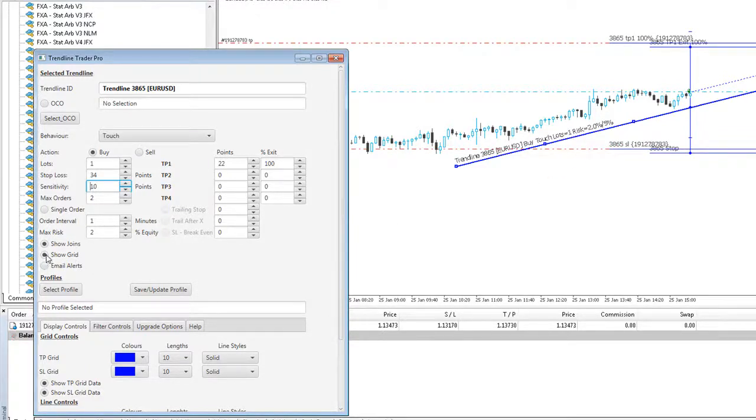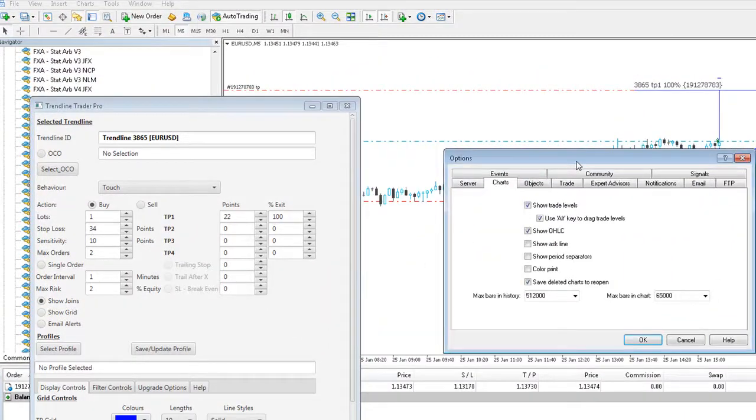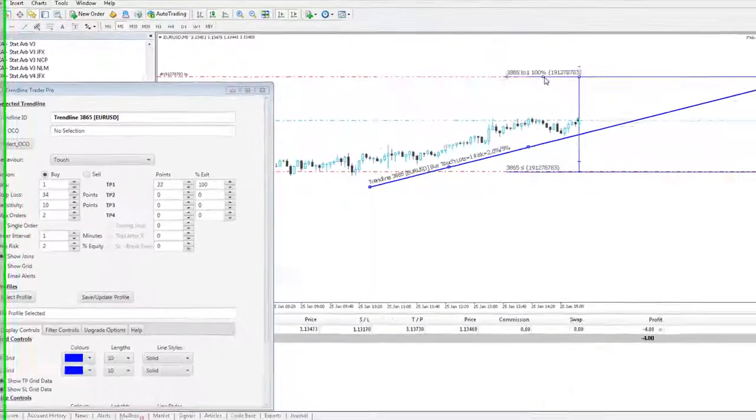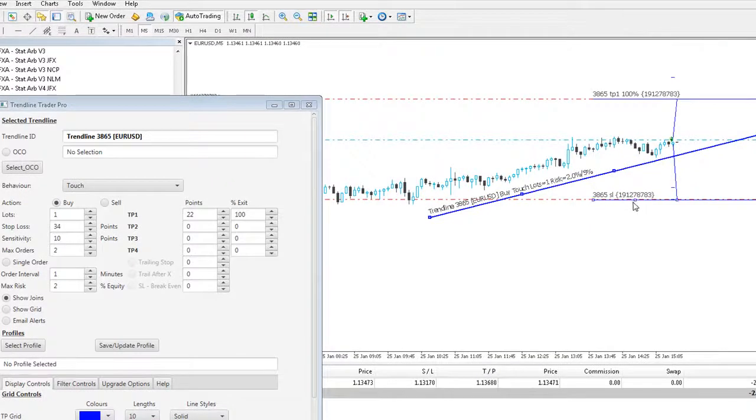The other thing, when you've got your trades triggered, turn the grid off. And now you can control the stop loss and take profit levels just by dragging the SL and TP levels in Trendline Trader Pro. But make sure you set this use alt key to drag trade levels. So if I want to change that take profit level, I can just do that very quickly, and those settings are then updated in the interface, as you can see.